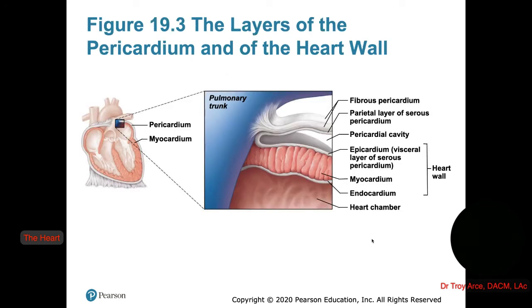Here you have the layers of the pericardium and the heart wall. As you can see over here, as demonstrated, you have your fibrous pericardium on the outermost layer. You have your parietal layer of the serous pericardium. Then you have your pericardial cavity right in through here, which is a space, or a potential space. And the epicardium, it's the visceral layer of the serous pericardium. You actually have your myocardium in through here. This is actually your heart wall. And you have your endocardium and your heart chamber down below.